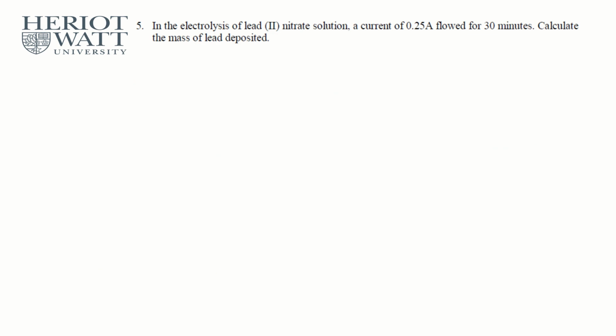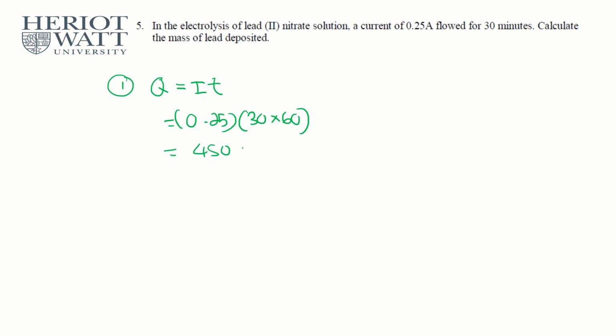Okay, number 5. In the electrolysis of lead-2 nitrate solutions, a current of 0.25 A flowed for 30 minutes. Calculate the mass of lead deposited. The same steps used. Number 1, Q equals to IT. You get the charge. I is 0.25. And time taken is 30 minutes times 60, you get seconds. 30 times 60 times 0.25. All right, you get 450 C.